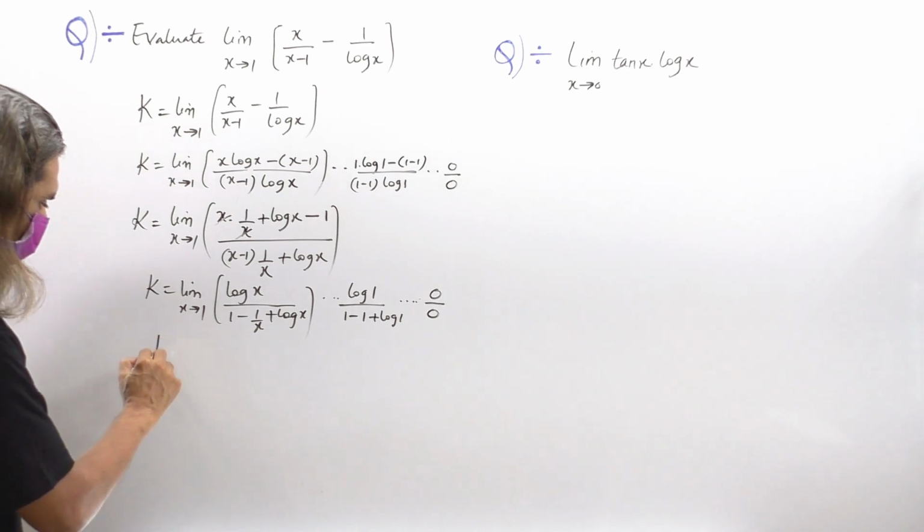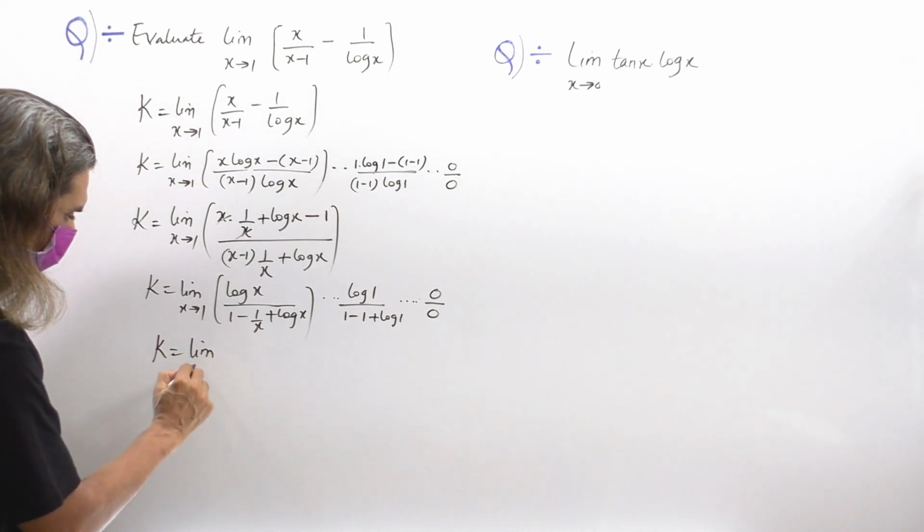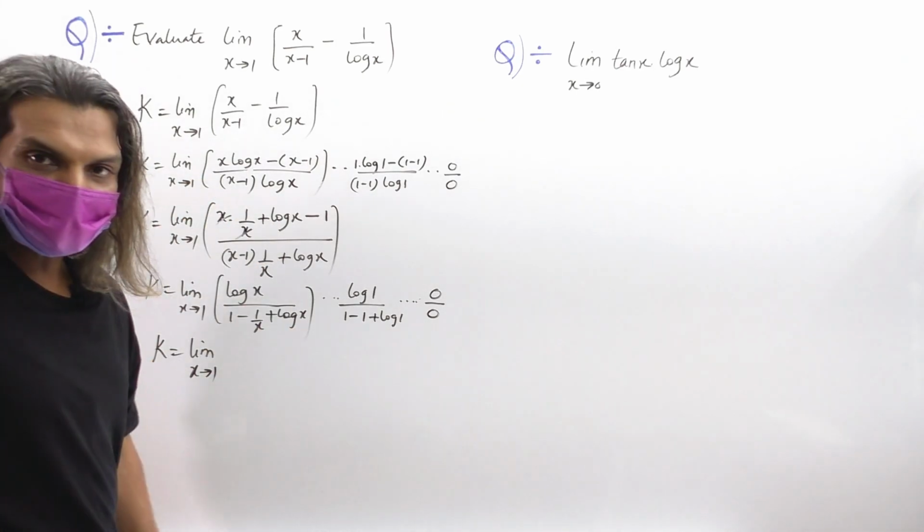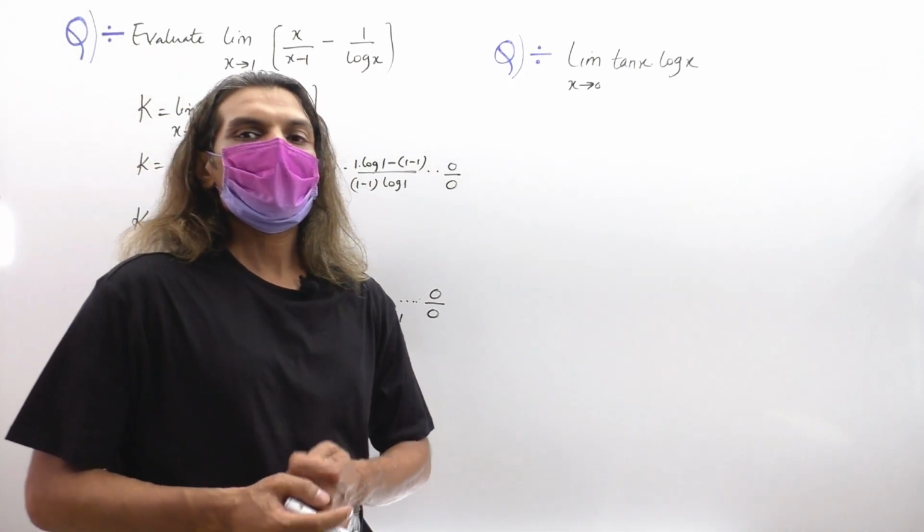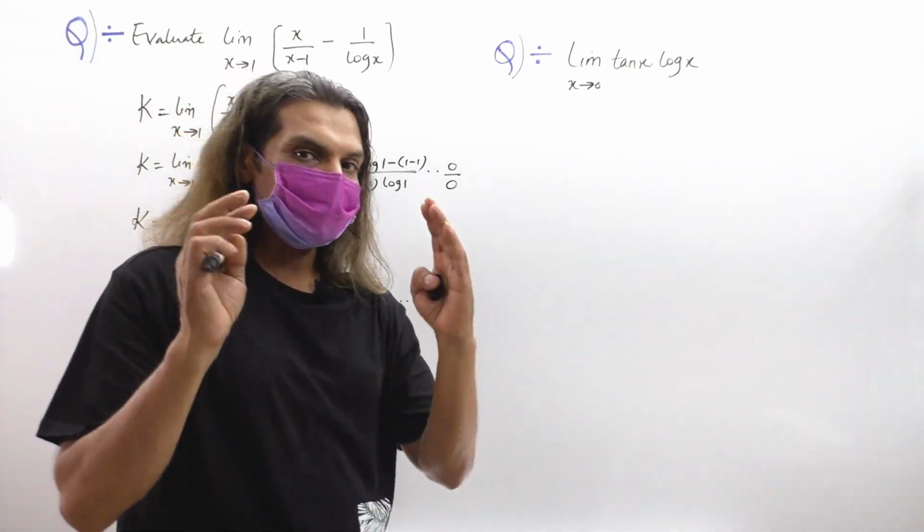So again apply the L'Hopital's rule here. So limit as x tending to 1. Okay, so simple differentiation, numerator separate, denominator separate. Differentiation of log x is what?